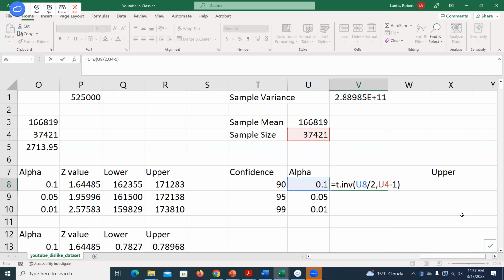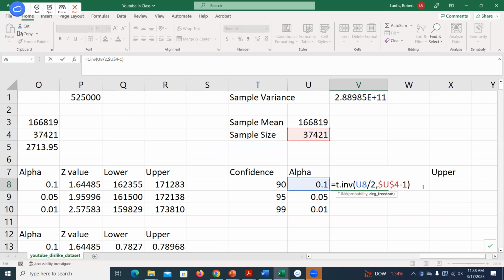Now, if I copy this down, what's going to be the problem? I'm building 3 different confidence intervals for the same sample mean. I want alpha to change for the different levels of confidence, but I want to keep using the exact same sample size. That's not changing at all. So I'll freeze that sample size cell reference, and now it only allows alpha to update. So I'm getting my t value for these 3 different levels of alpha.